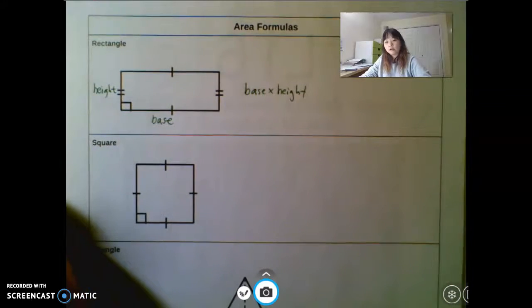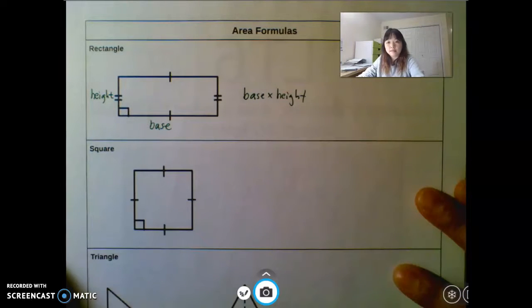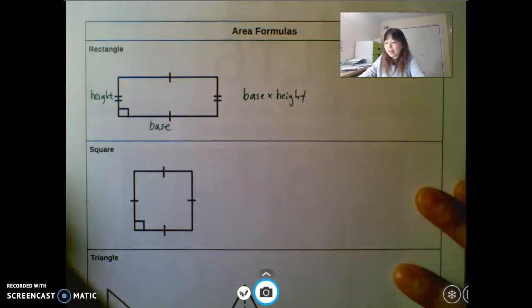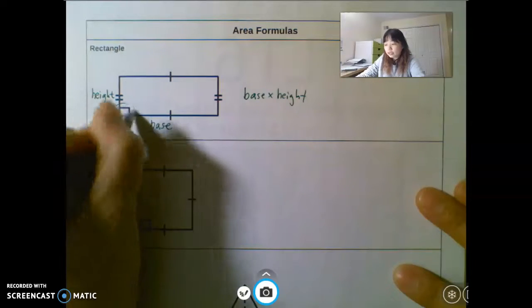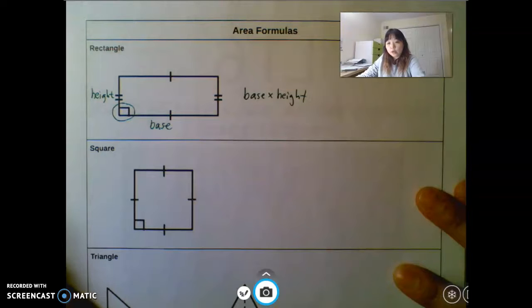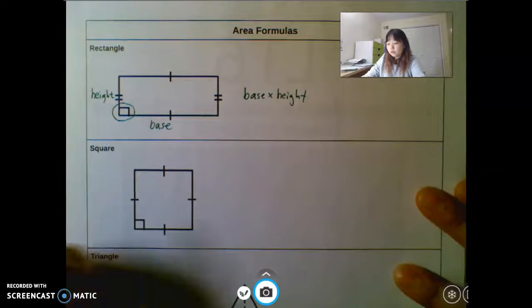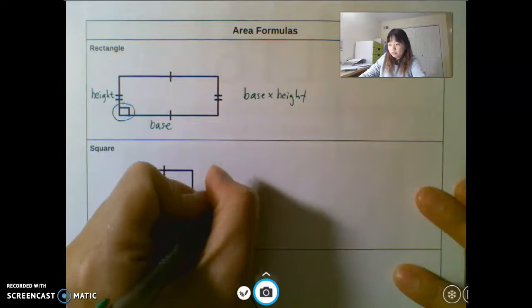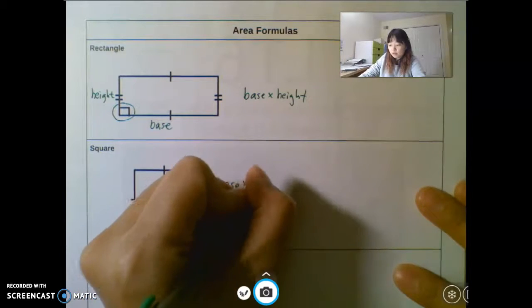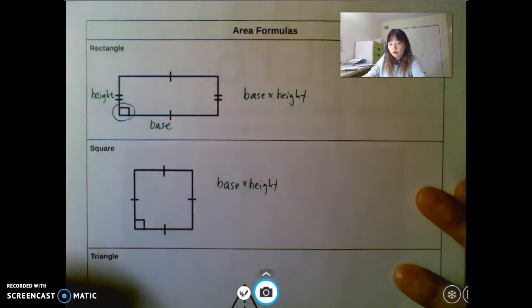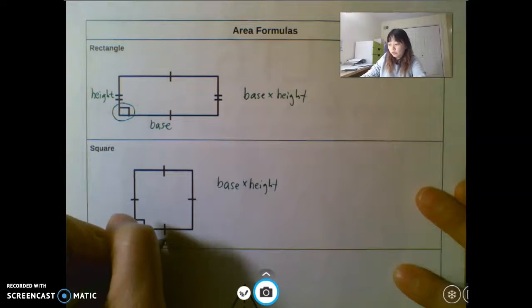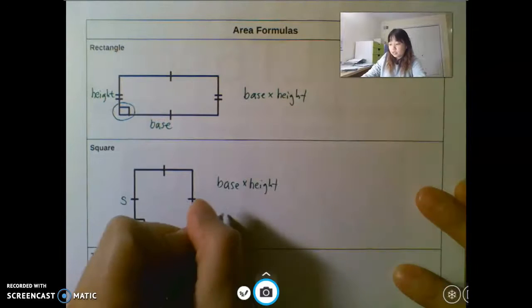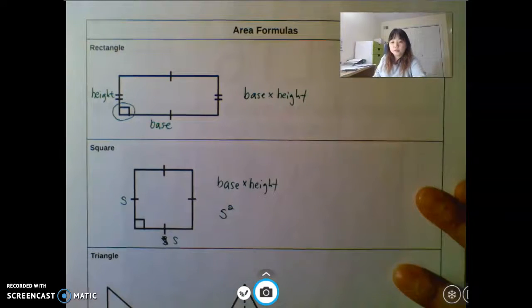Base and the height always make 90 degrees. A square is a rectangle that has all the same sides, so it's the same thing, just base times height. Or because squares have all the same sides, let's say you call each side S for side. Then you can say side times side, or side squared.